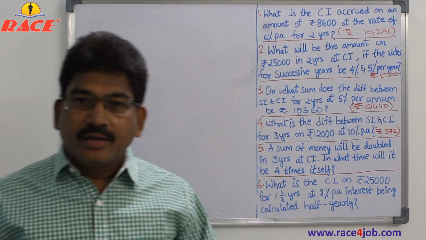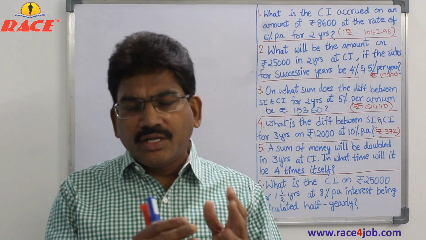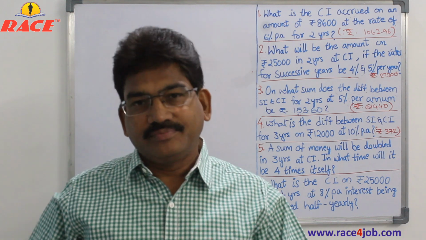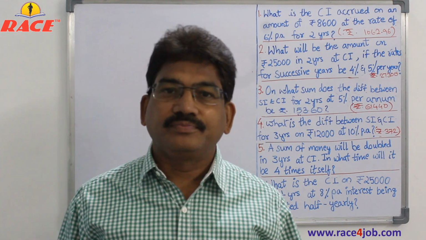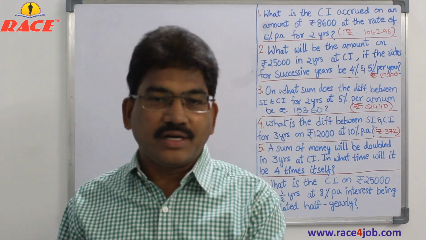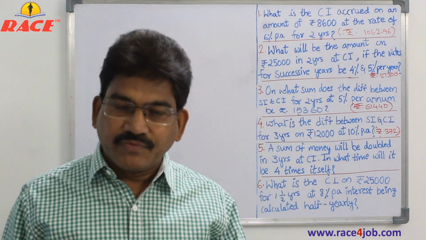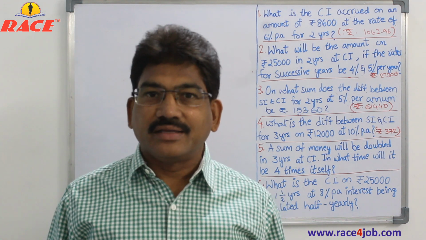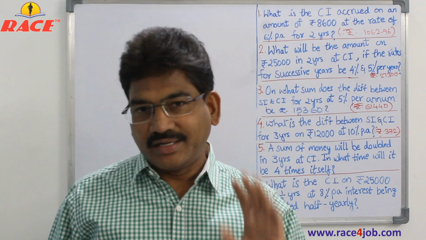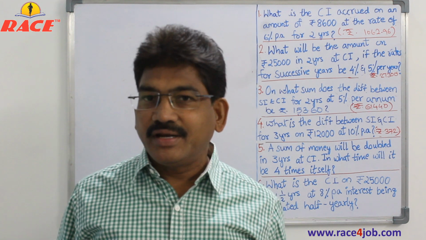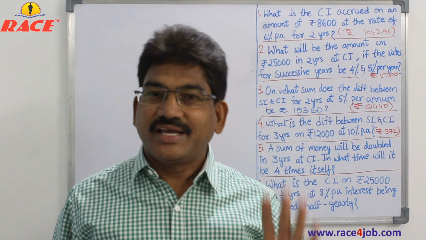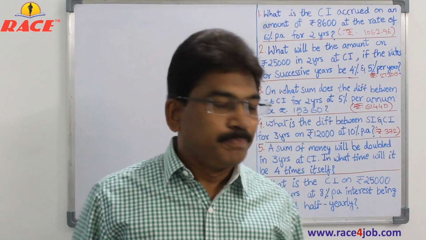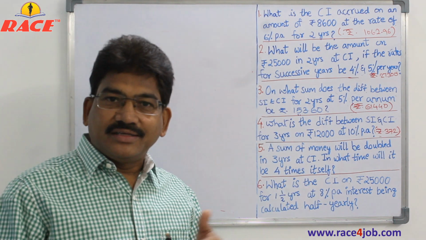Fine. See, generally interests are calculated every year, but not necessarily. Sometimes we calculate interest half yearly also. Sometimes we calculate interest quarterly also. What happens if we calculate yearly? One time in a year we calculate interest. If we calculate half yearly, we need to calculate 2 times in a year. If we calculate quarterly, we need to calculate 4 times in a year. Right? Okay. The number of times calculated is getting changed.